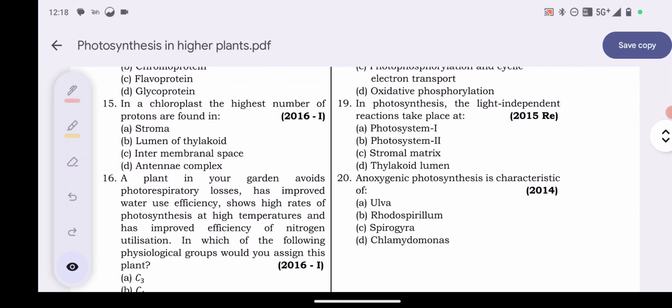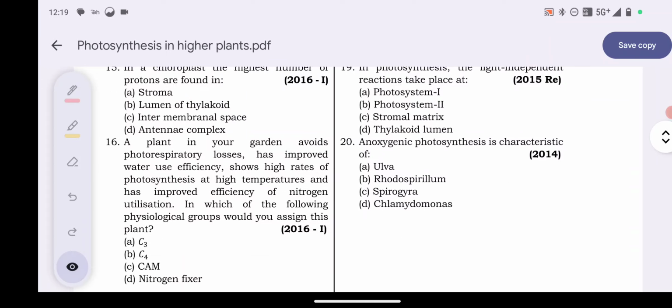In photosynthesis, the light independent reactions take place at, क्या होगा ना? Here the answer is option C, stroma matrix. Okay, option C, stroma matrix में होगा ये। Explanation: enzymatic reactions in the stroma incorporate carbon dioxide into the plant, resulting in sugar production. These reactions are dependent on the product of light reactions, ATP and NADPH, and are not directly light driven.